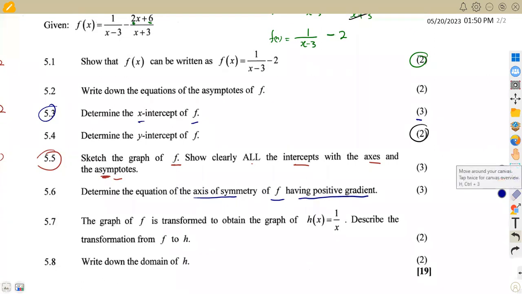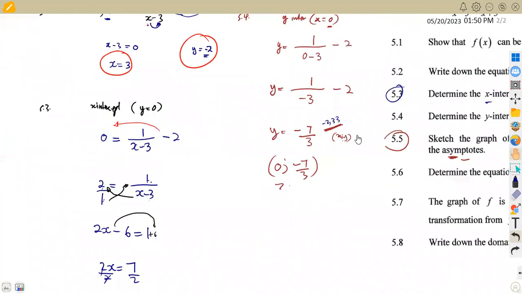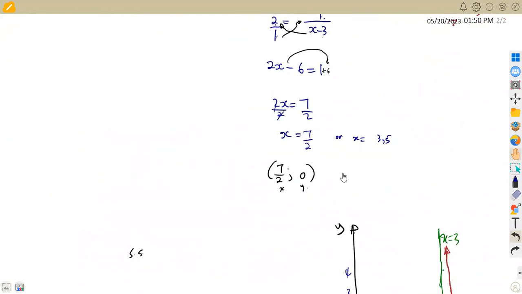So this whole part is on the formulation. When you are given a positive gradient, that means our line is supposed to be in this form. That's a positive gradient in this case. But for the axis of symmetry, it's a special type of equation that you're supposed to have. Let me show you where on our graph here.